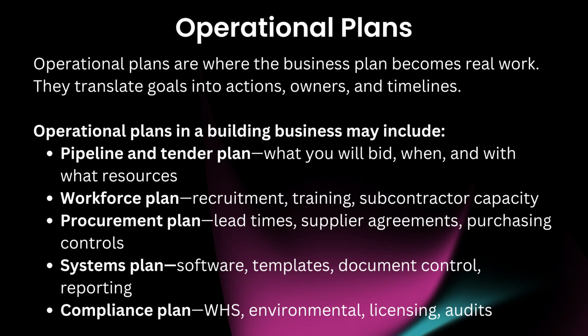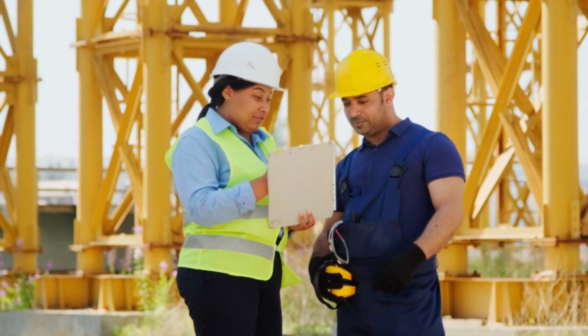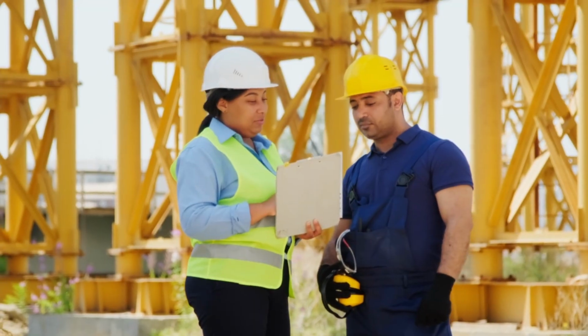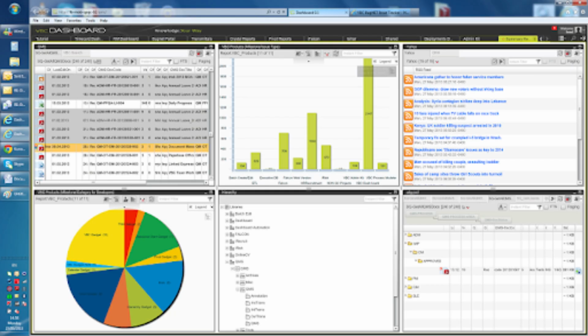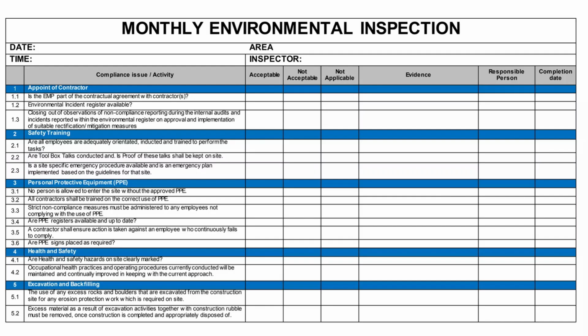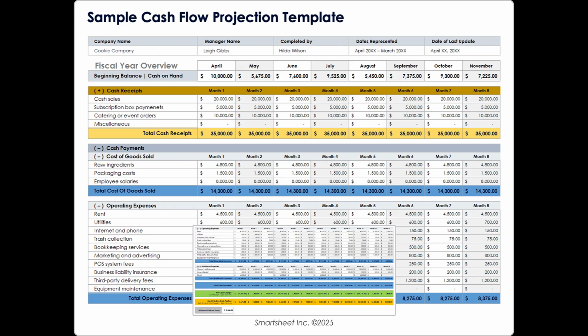Operational plans in a building business may include pipeline and tender plan: what you will bid, when, and with what resources. Workforce plan: recruitment, training, subcontractor capacity. Procurement plan: lead times, supplier agreements, purchasing controls. Systems plan: software, templates, document control, reporting. Compliance plan: WHS, environmental, licensing, audits. Financial operations: cash flow planning, progress claims cycles, debt management. A good operational plan is detailed enough to guide weekly and monthly decisions, but still flexible enough to adjust when projects change.